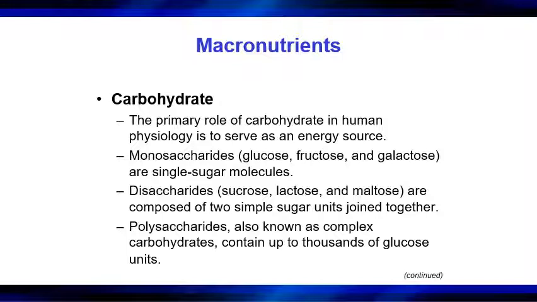When we look at our polysaccharides, these are complex carbohydrates, and they contain up to thousands of glucose units. Some of our more common polysaccharides are starches, fiber, and glycogen. Starch is the storage form of glucose in plants. So our grains, legumes, and vegetables are all good sources of starch. Starch can be used as a source of energy, however, it has to be broken down in order to do so.